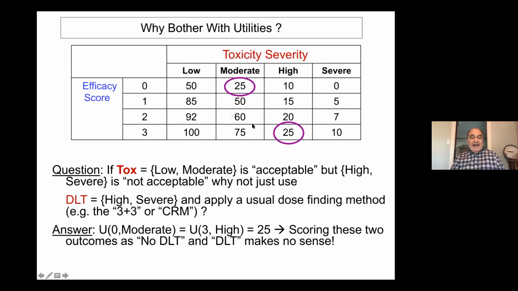The answer is, if you write out the table of utilities, you see that the utility of no responses and moderate toxicity is 0.25, and the utility of 3 responses, which is the highest, with high toxicity severity is the same thing. So these two outcomes are equally desirable. Scoring these, one of them as no DLT and the other as DLT, makes no sense. The point is, all we're doing is taking the subjective thinking that all physicians go through and formalizing it.